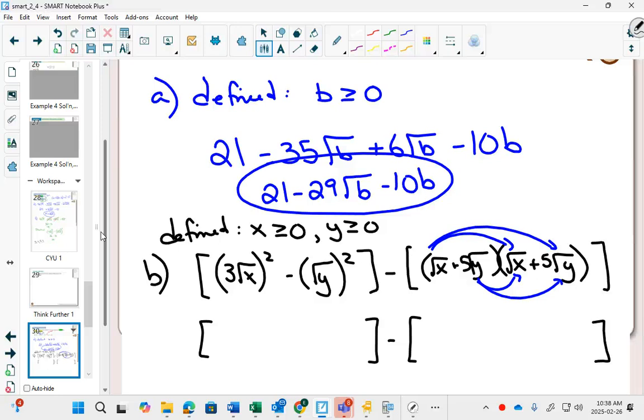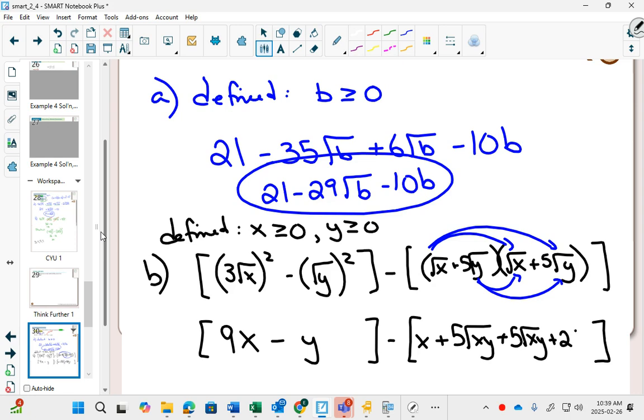So I square the first one, this will be 9x, and I can just write x, not the absolute value, because I've already defined x to be positive. The second one, when I square it, will just be minus y. Root x times root x is x. Root x times a 5 root y will be plus 5 root xy. And then I have another plus 5 root xy. And then 5 times 5 is 25. And root y times root y will just be y.